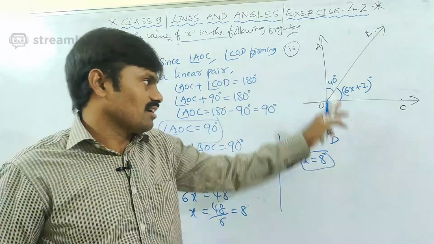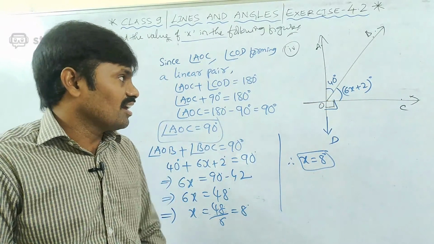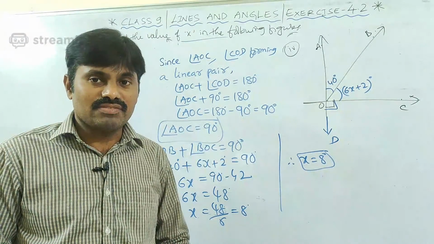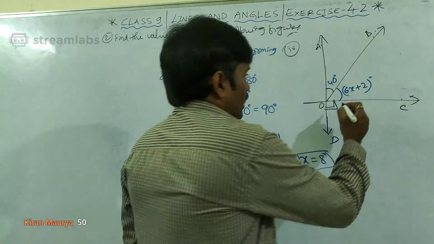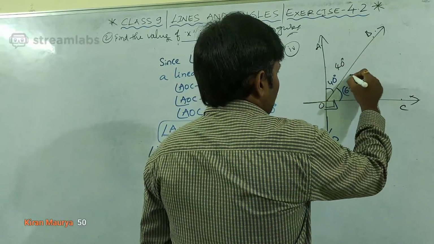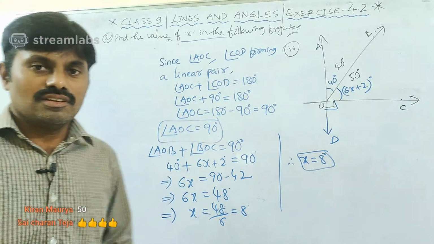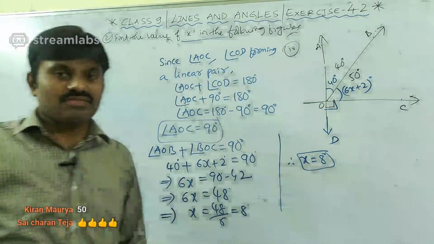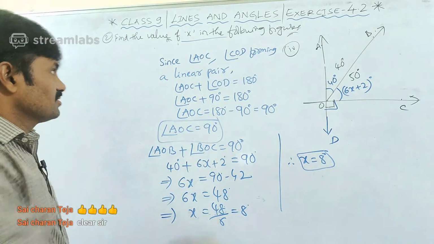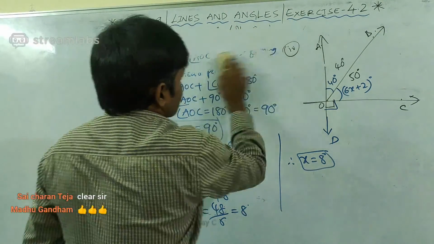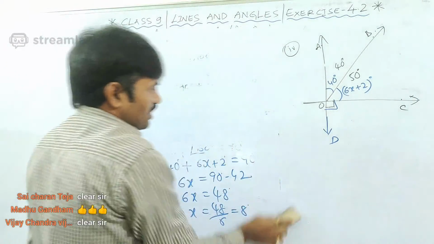What we have used in this is the linear pair concept. Now I have one question for you. What do you call this pair of angles, 40 degrees and 50 degrees? Here angle AOB is 40 degrees and angle BOC is 50 degrees. Tell me the answer quickly. In question number 4 we got 40 degrees and 50 degrees. What do you call this pair of angles?